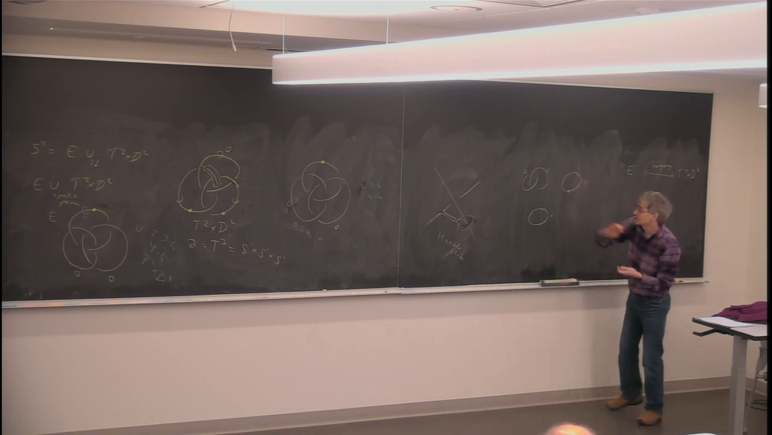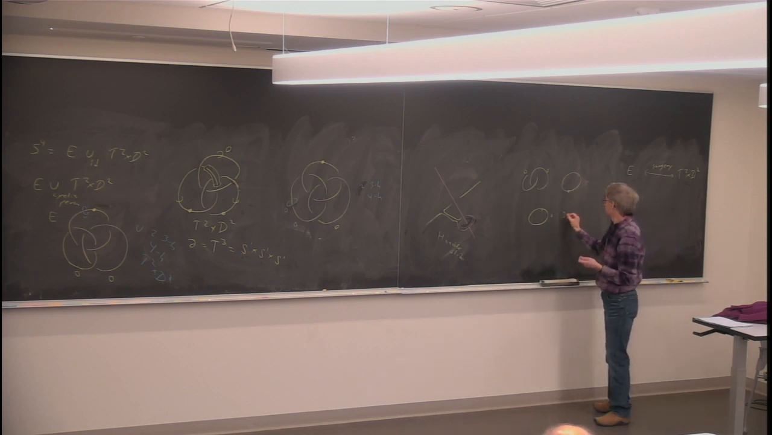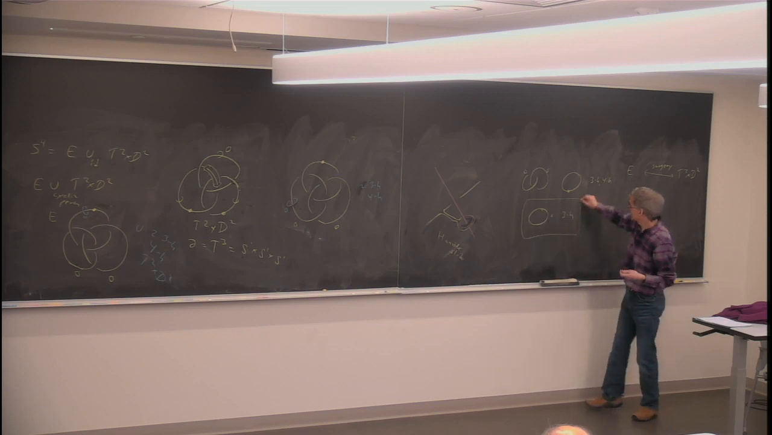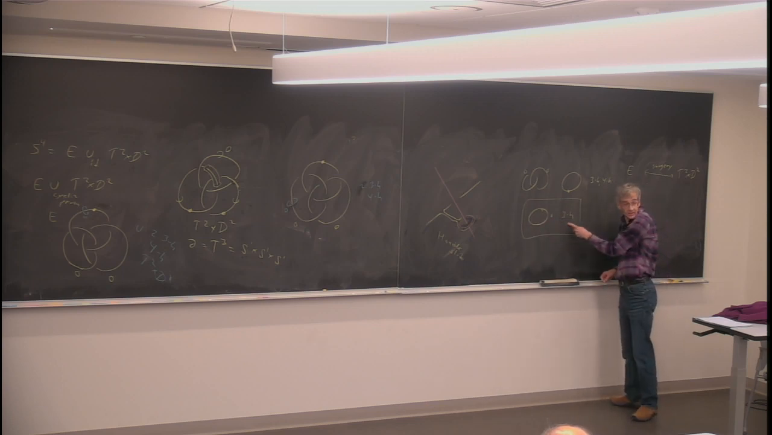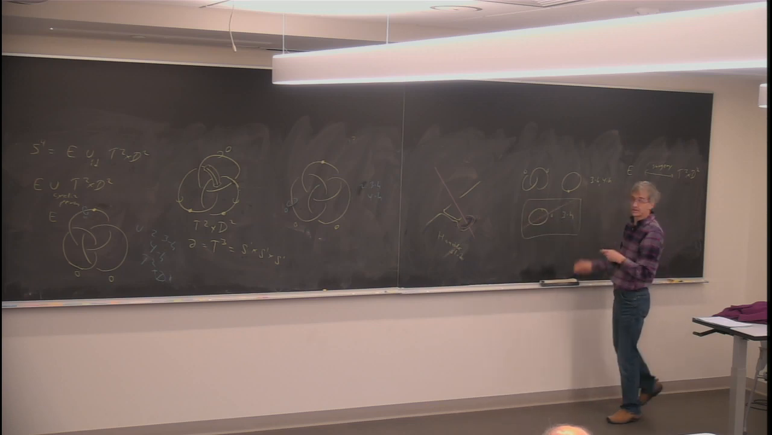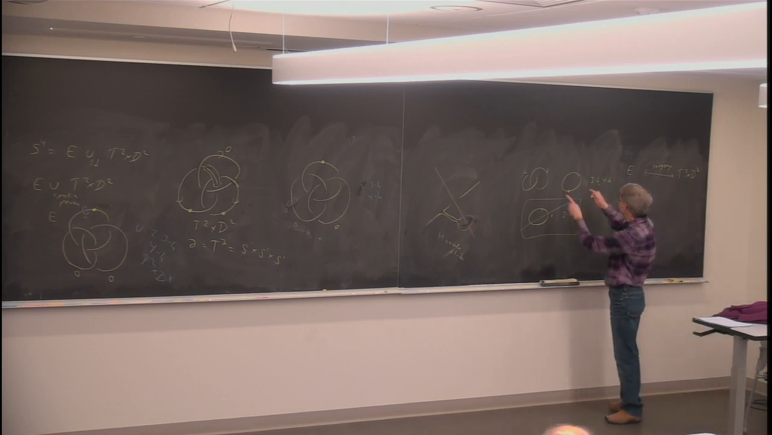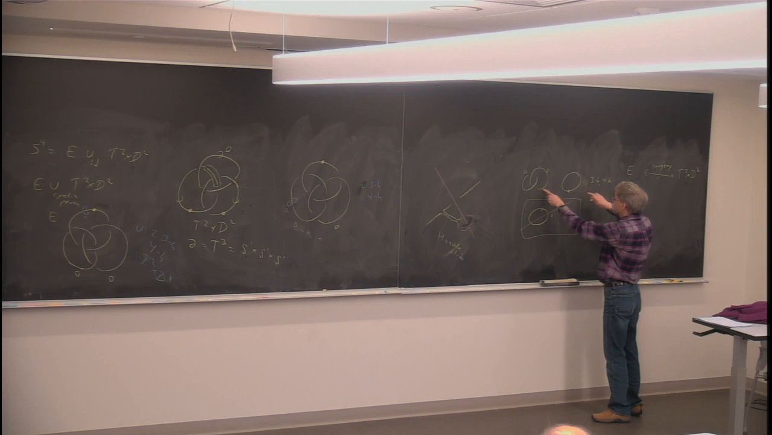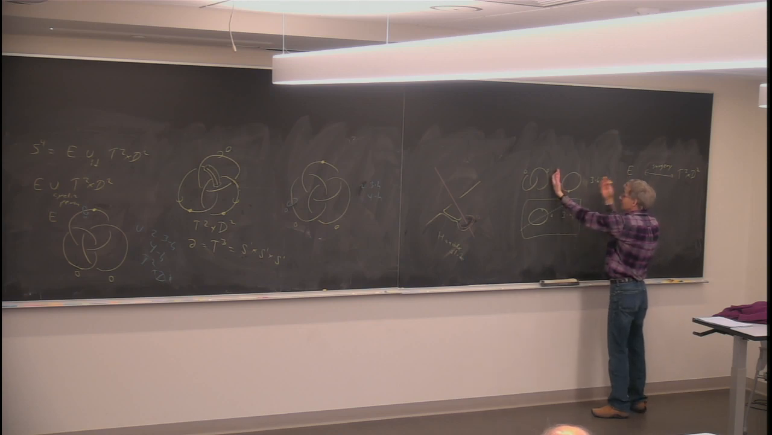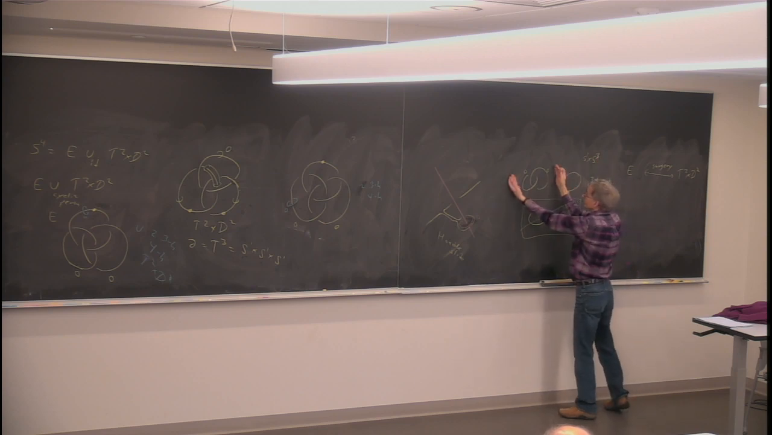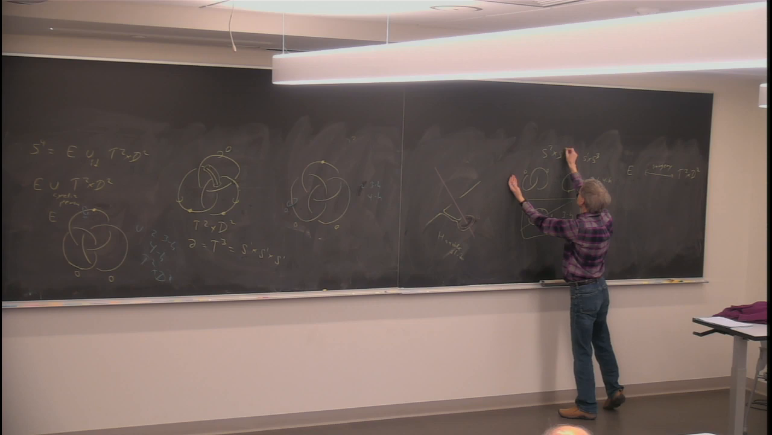And I still have my two three-handles and a four-handle. I'm going to put a three-handle here and a three-handle and a four-handle. Well, once again, the two-handle and the three-handle cancel each other out. And now, well, this thing by itself, we've already identified as S1 cross S3. If I instead had the four-handle over here, this would be S2 cross S2.